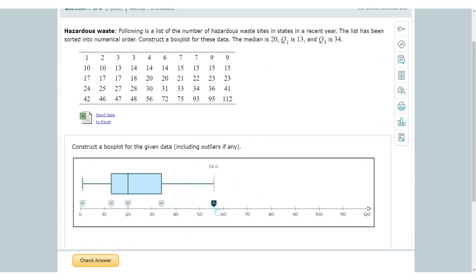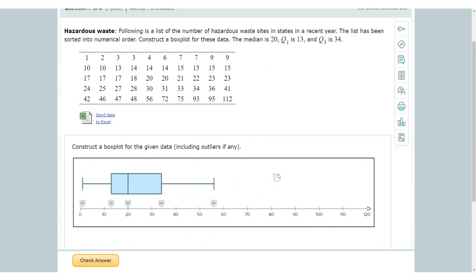Now, let me just double check that that was right. So it's 34, 13 minus gives us 21. Multiply it times 1.5. So, 31.5 added to 34. So 65.5 again. So that's double-checked. So all these five are outliers.